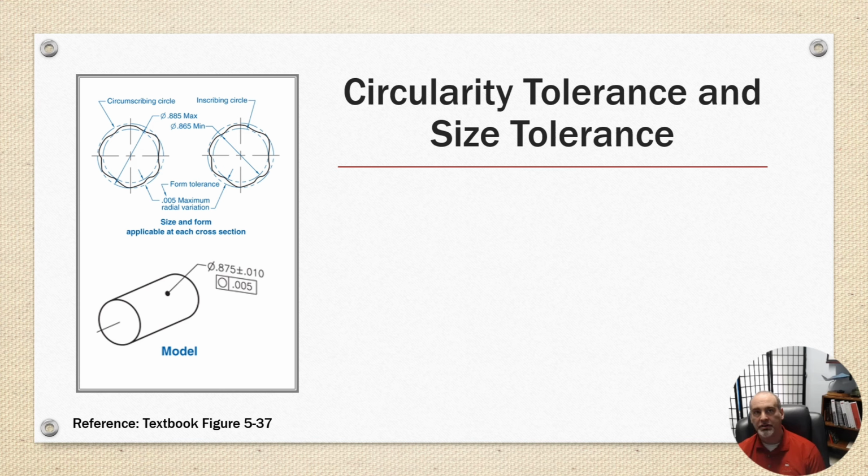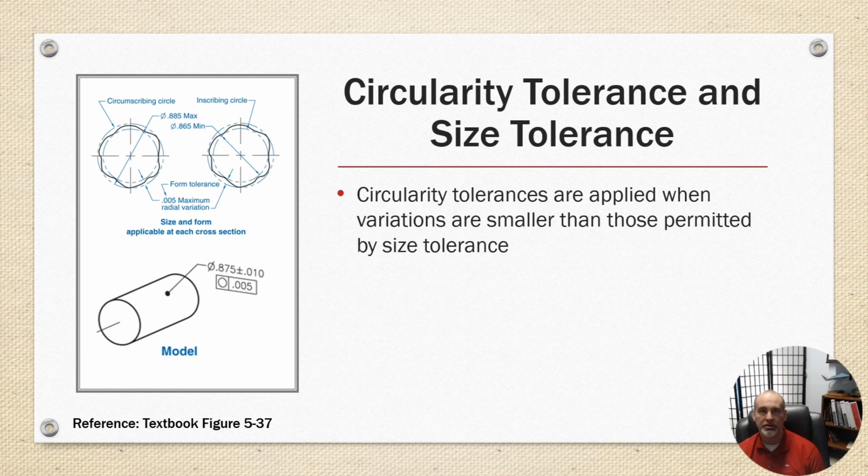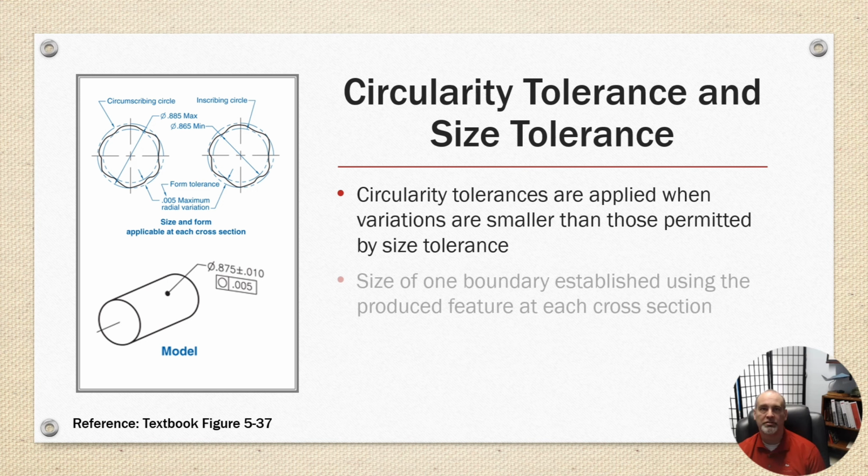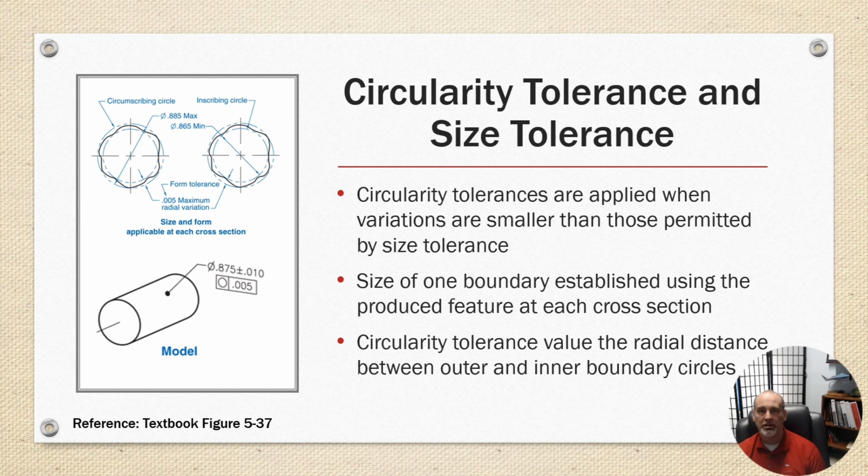Okay, circularity tolerance and size tolerance. Circularity tolerances are applied when variations are smaller than those permitted by the size tolerance. And size of one boundary established using the produced feature at each cross-section. And circularity tolerance value at the radial distance between outer and inner circles.